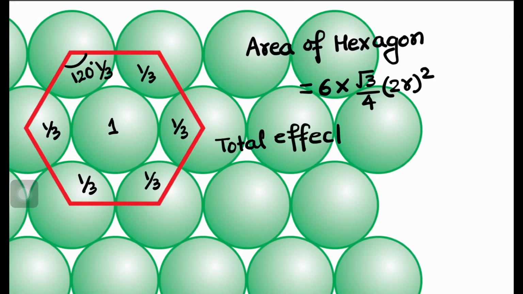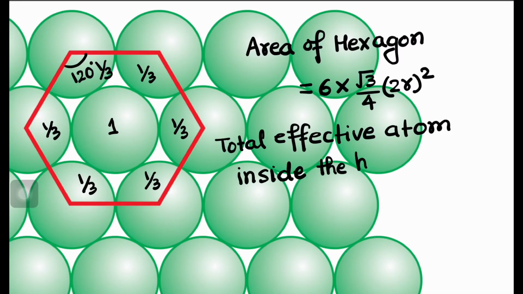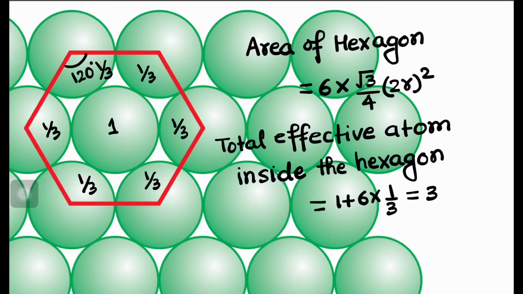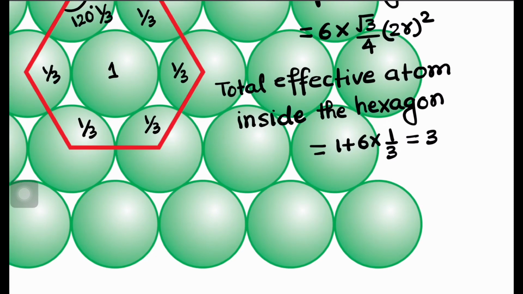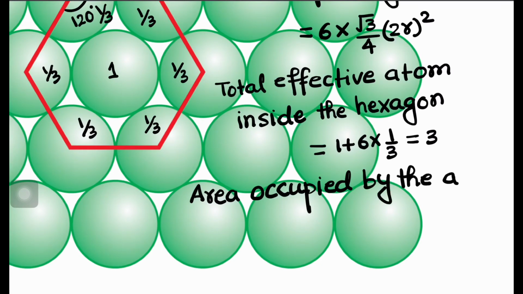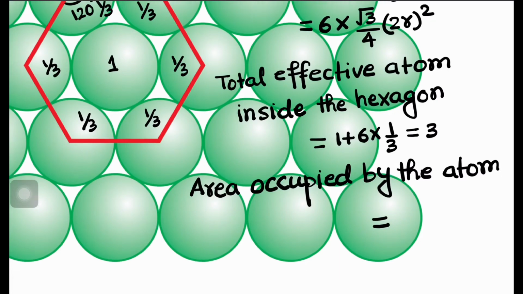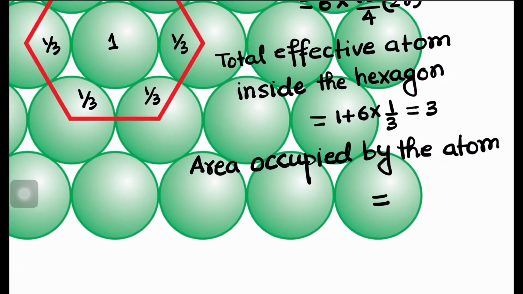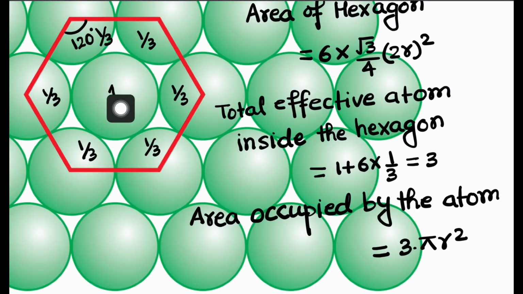So the total effective atoms inside the hexagon is equal to 1 plus 6 into 1 by 3, that is 3. So the area occupied by the atoms will simply be equal to 3 into pi r square, because in 2D it will be just like a circle.